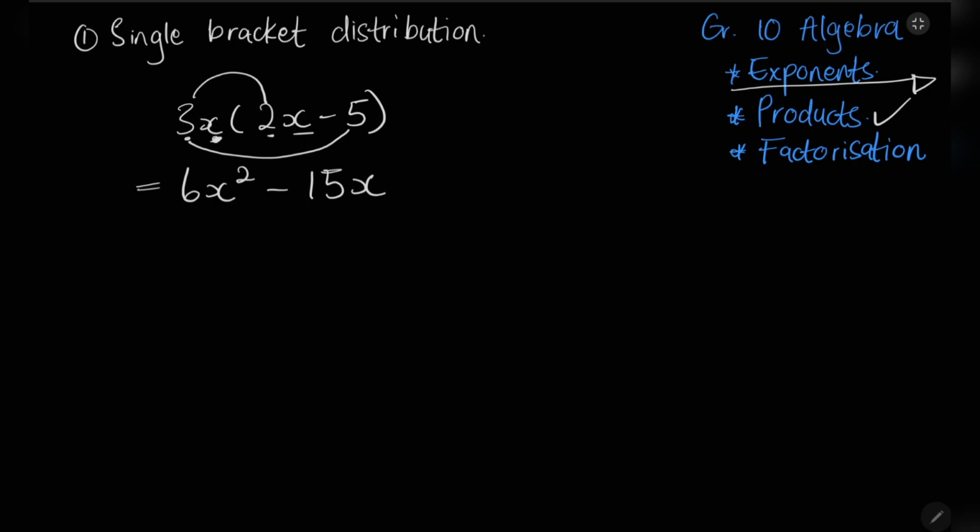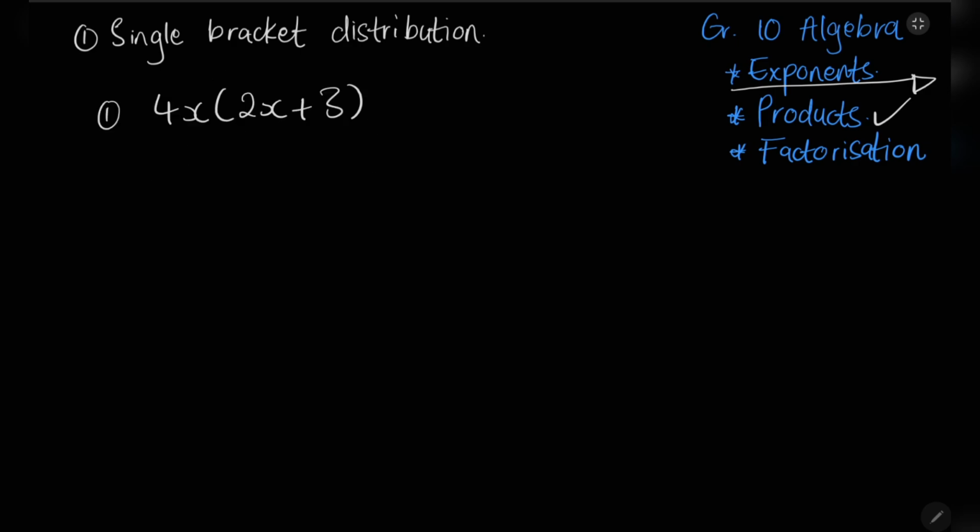Now let's try a few more examples. Let's try 4x outside a bracket. Inside the bracket we have 2x plus 3. What should we do? We start with the term on the outside. We have 4x. I can also make a few notes on the side so that it's a bit clearer. We have 4x times 2x.